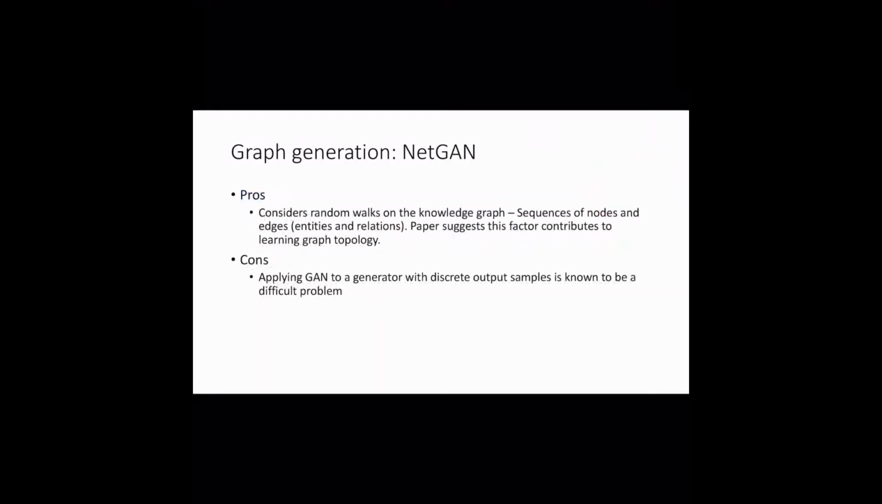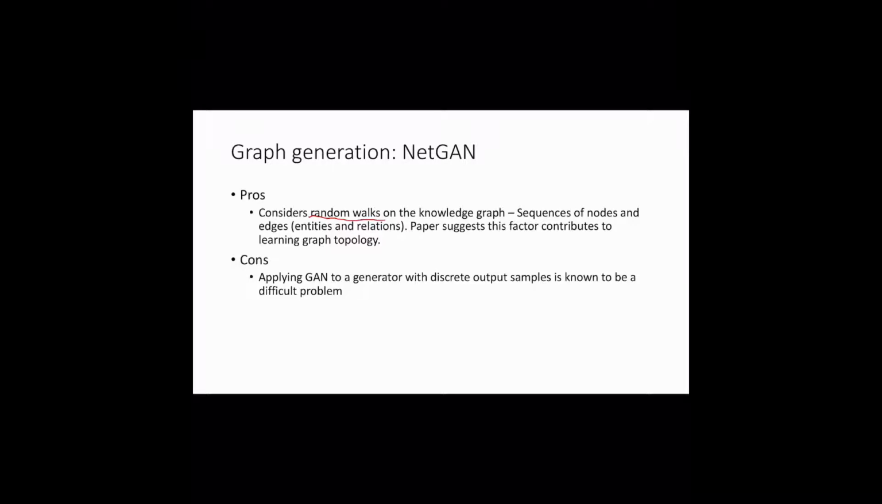The advantage of the method proposed in this paper is that we're able to learn the graph topology by efficiently considering only plausible paths in the original graph. And the paper suggests that doing this, considering the random walks, which are sequences of nodes and edges, contributes to learning the correct topology.